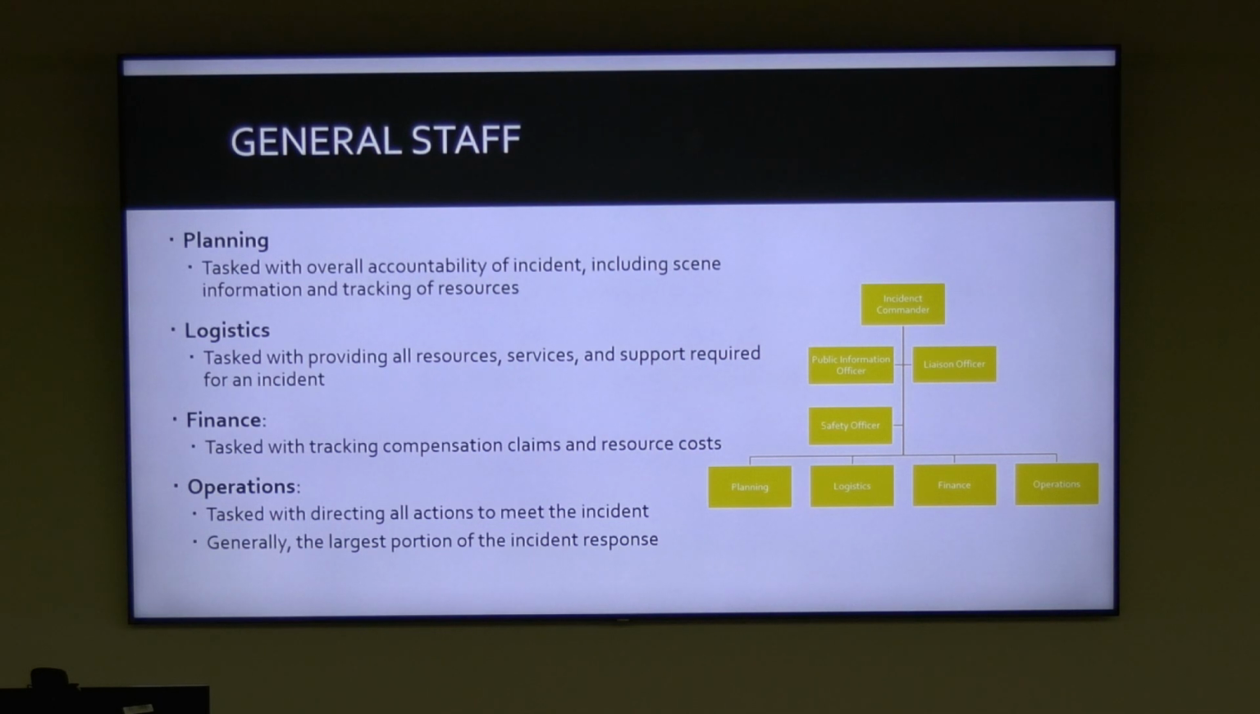The general staff. So there are four main categories for general staff. There is the planning staff. They are tasked with the overall accountability of the incident, including scene information and tracking of resources. For example, in a hurricane situation, if there has been extensive flooding, then making sure that the entire scene is assessed and understanding how much damage the flooding has caused would be part of the planning staff.